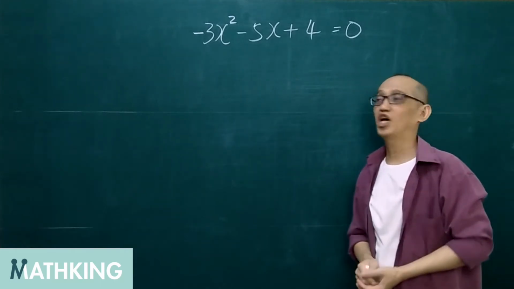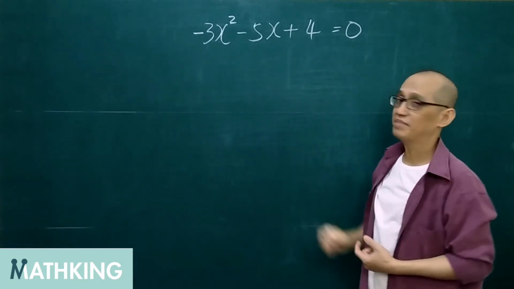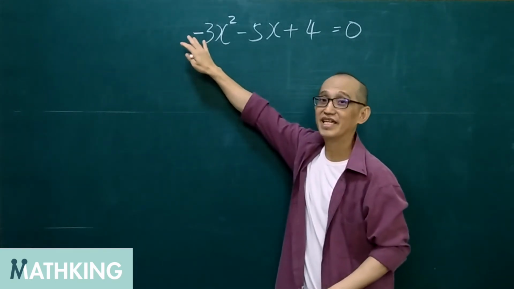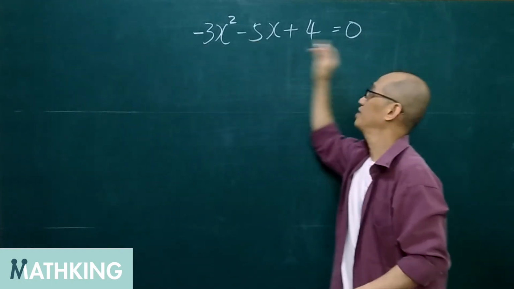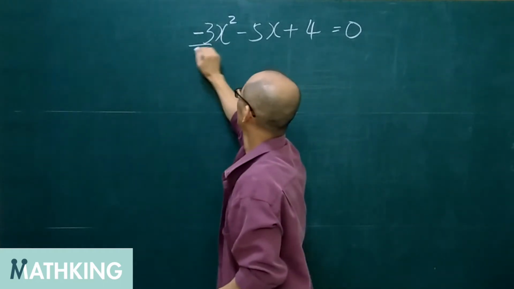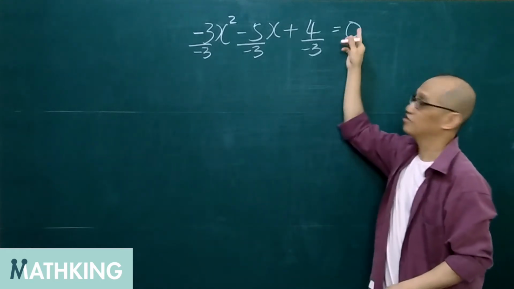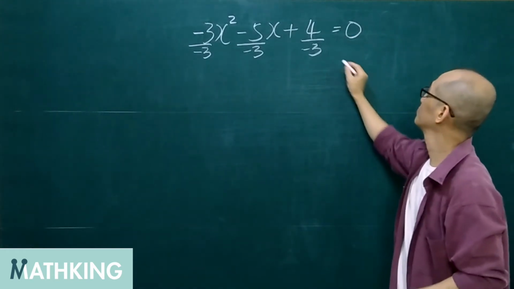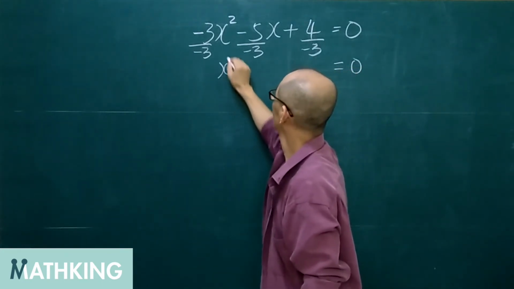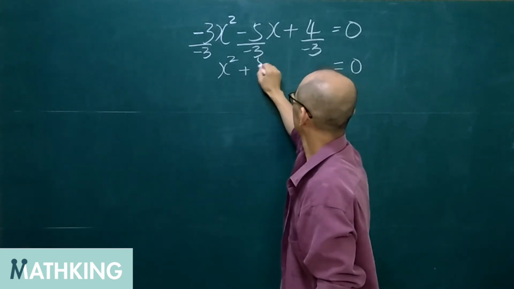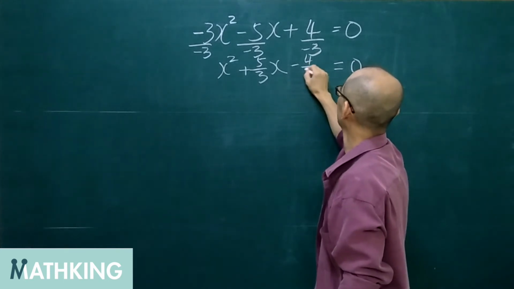Now let's see how we solve this quadratic equation using completing the square method. Step number 1, we are going to get rid of this -3. So what we do is we divide both sides by -3. Well, 0 divided by -3, we get 0. So we have plus 5 over 3 here, minus 4 over 3.